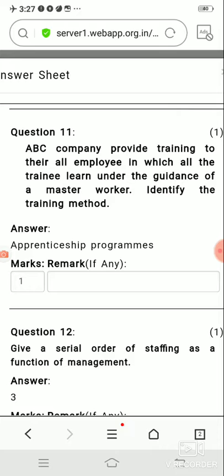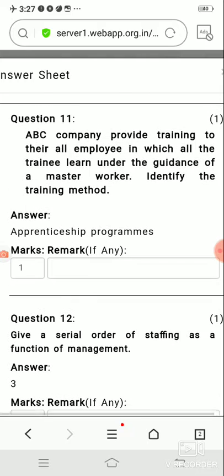If the employees are inside the organization, it means the source is an internal source, not an external source. Next question says: ABC company provides training to all their employees in which all the trainees learn under the guidance of a master worker. Identify the training method. So two things are important here: training is provided to all the learners and under the guidance of a master worker. This concept is related with apprenticeship programs.